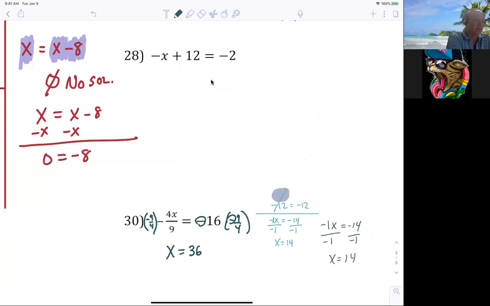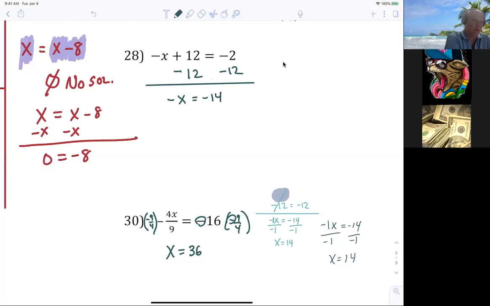All right. So you're still isolating the variable. So you're subtracting 12, right? So now you just have negative x equals negative 14. Agreed? Yes. So now you're undoing, this is like multiplying by negative 1. So you divide by negative 1. And so negative 14 divided by negative 1 is positive 14. Okay? All right.